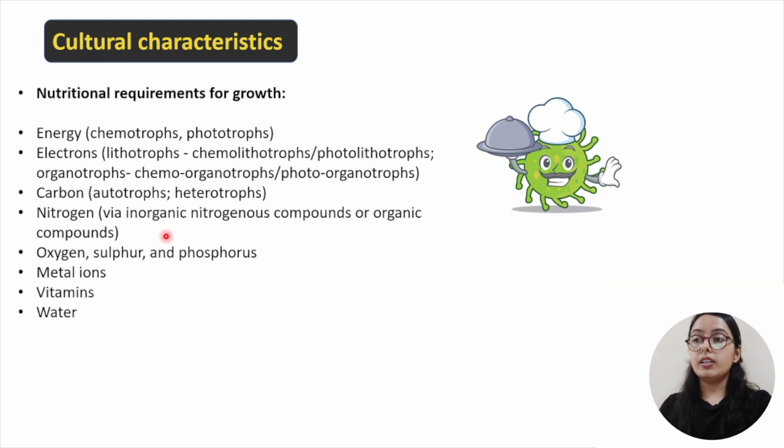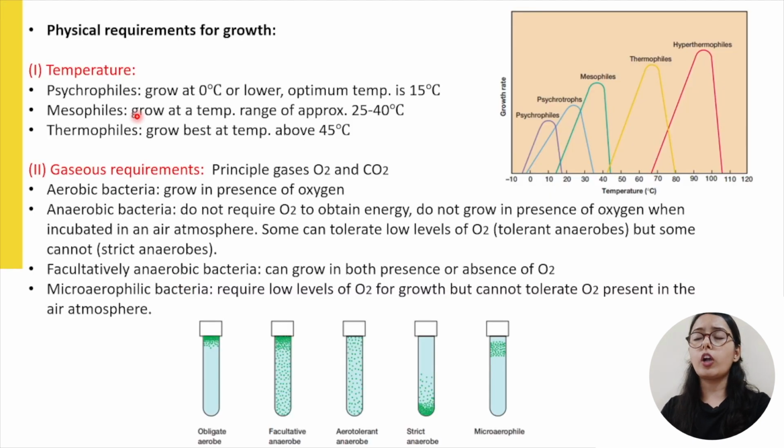And apart from nitrogen, the other required nutritional requirements for the growth of bacteria are oxygen, sulfur, phosphorus, then again metal ions, and the very important vitamins. And water is again very important for the nutritional growth of bacteria. Now coming to the physical requirement for the growth of bacteria, the first factor is temperature.